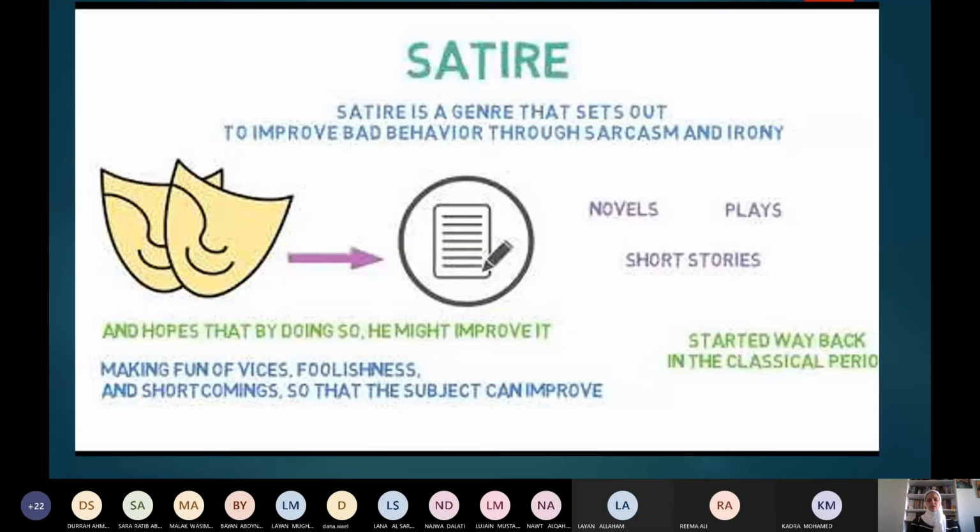Okay, Kadra, read the slide. Yes, satire. Satire is a genre that sets out to improve bad behavior through sarcasm and irony, in hopes that by doing so he might improve it, making fun of vices, foolishness, and shortcomings so that the subject can improve. Started way back in the classical period.